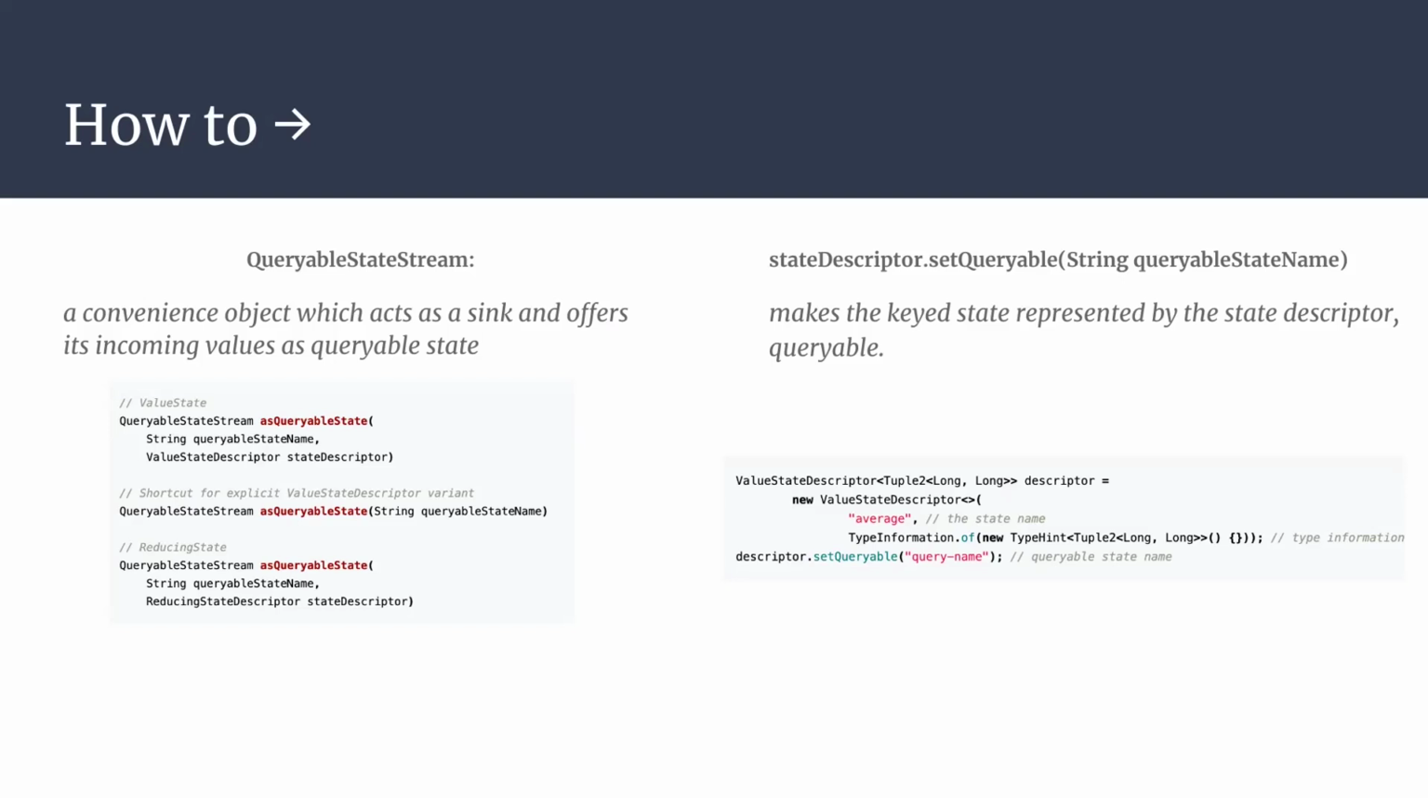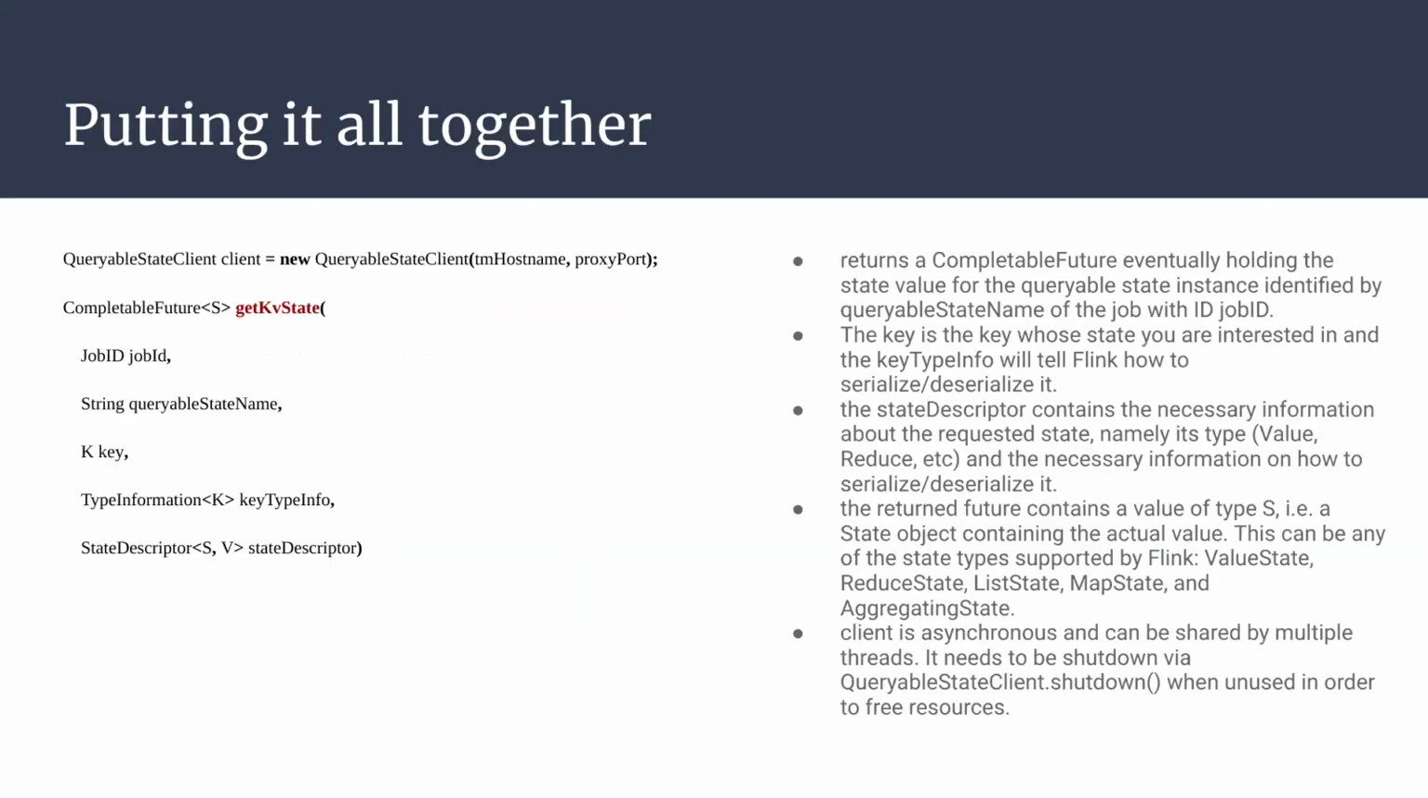You can give it any name that you want, but this basically is an opt-in feature. You have to make the state store queryable. Once you have done that, you can then talk to it from your client, from your queryable state client. You're going to talk to any task manager. That's the task manager host name. Any task manager will then talk to the job manager, as we said, and mediate the results for you.